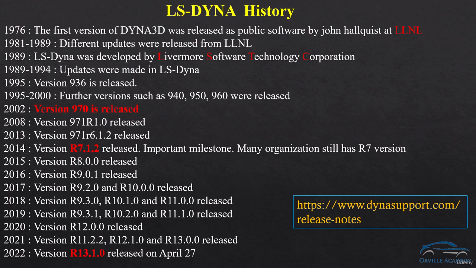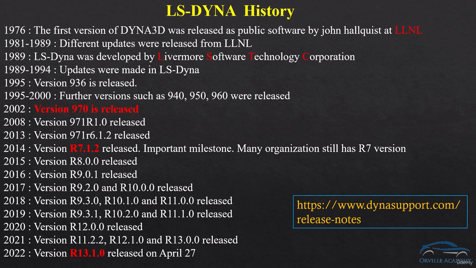In addition to that, if you want to get more idea about a particular release, you can go to dynasupport.com/release notes. Over there you will find a more detailed explanation about the capabilities of each of the versions. I will just quickly go over the important points in this slide. As we have mentioned, in 1989 the first version of LS Dyna was developed under LSTC, that is Livermore Software Technology Corporation. Prior to that, the first version of Dyna 3D was released as a public software by John Hallquist at LLNL, that is Lawrence Livermore National Laboratory.